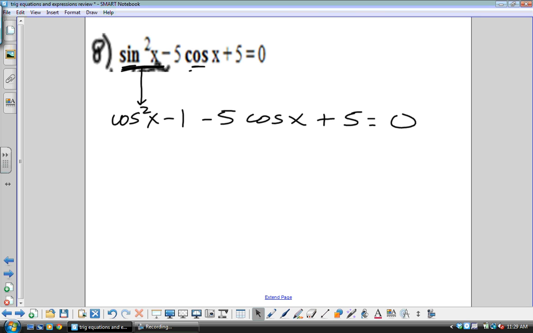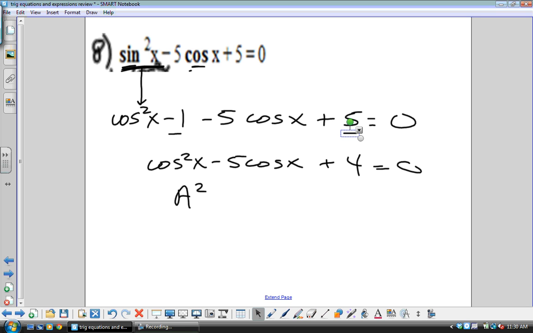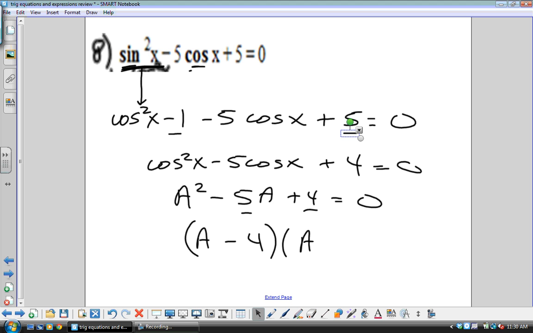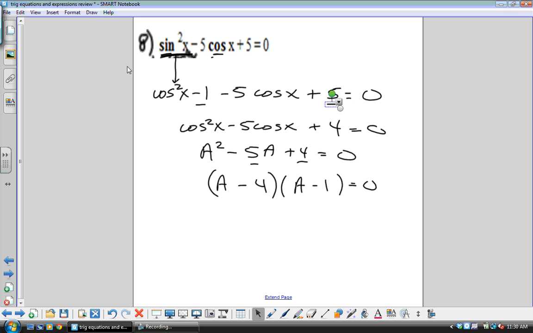Now let's put together our like terms. Negative 1 and 5 there will give me 4. So I get cosine squared x minus 5 cosine x plus 4. Okay. Now factors of 4 that add to give me 5 would be 4 and 1. I probably would do it with my substitution here. a squared minus 5a plus 4 equals 0. Factors of 4 that add to be 5 would be 4 and 1. Now, I'll get a is 4 and a is 1.